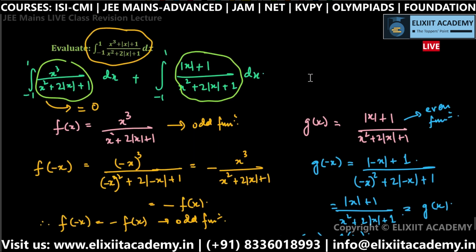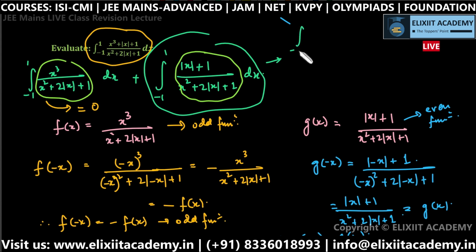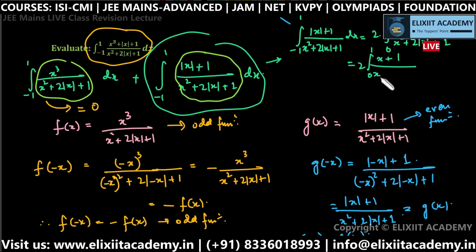And what was the criteria for an even function? We are now only concerned about this integral. If g(x) is an even function, then integration from minus 1 to 1 of mod x plus 1 divided by x square plus 2 mod x plus 1 is basically 2 into integration from 0 to 1 of mod x plus 1 divided by x square plus 2 mod x plus 1. The range goes from 0 to 1, so there is no need to take this mod sign now. This is always positive. So 2 into integration from 0 to 1 of x plus 1 divided by x square plus 2x plus 1. Okay.